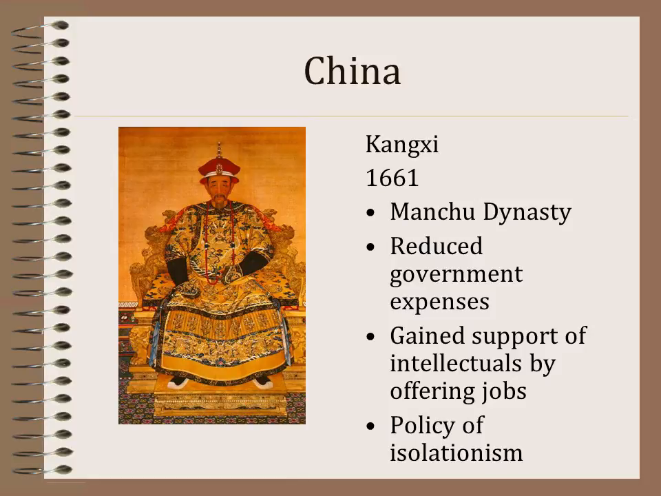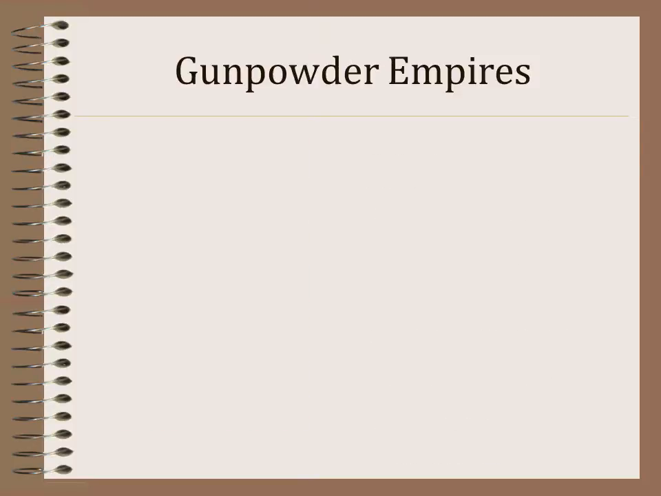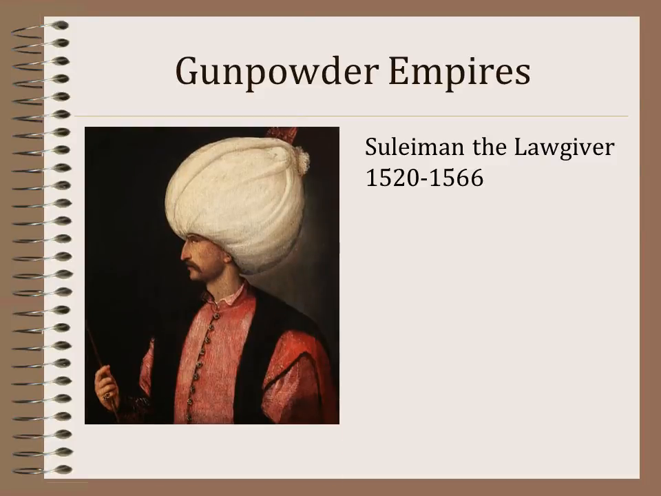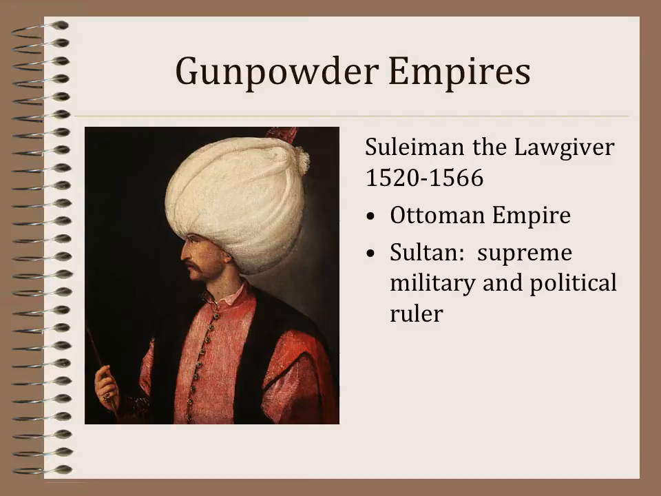China was also in the period of isolationism during this time, up until the British invasion, which we'll talk about in our next unit. In the Gunpowder Empires of the Middle East and in India, Suleiman the Lawgiver, here from 1520 to 1566, was leader of the Ottoman Empire, was the Sultan of the Ottoman Empire, so military and political ruler. Used a Janissary force as advisors and leaders of the military.